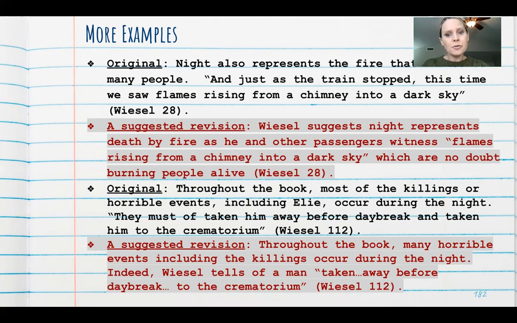Another example. Throughout the book, most of the killings or horrible events, including Eliezer's father, occurred during the night. "They must have taken him away before daybreak and taken him to the crematorium." Revised: Throughout the novel, many horrible events, including the killings, occurred during the night. Indeed, Wiesel tells of a man taken away "before daybreak" to the crematorium. In this example, I wanted to point out that there were ellipses.